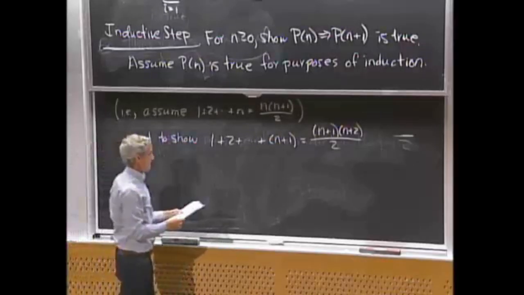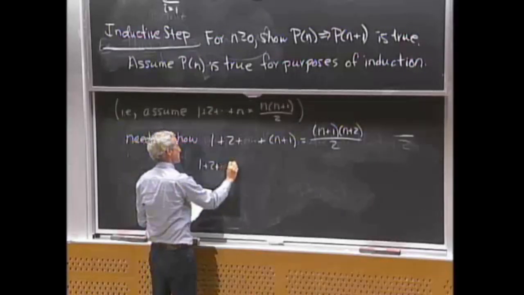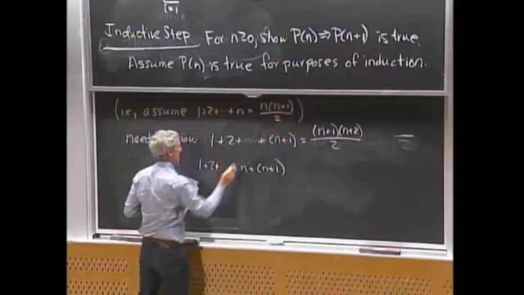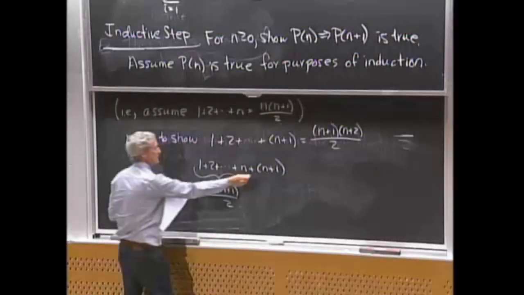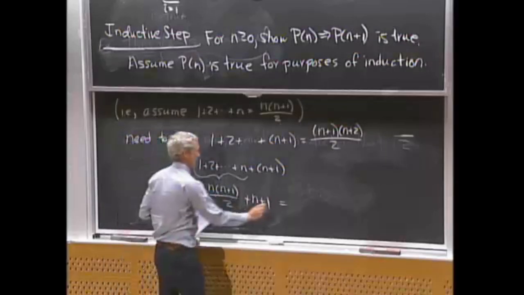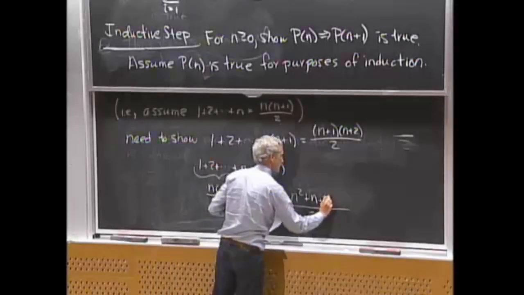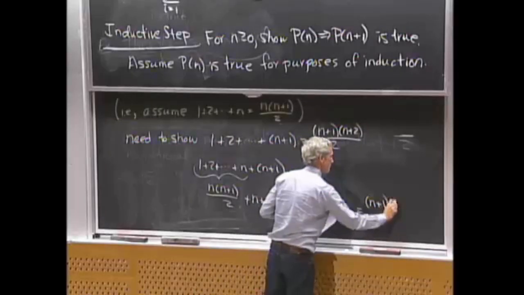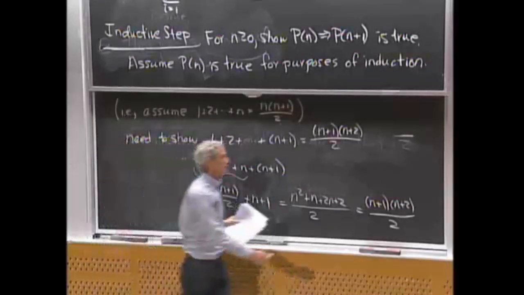All right. Well, let's rewrite this as 1 plus 2 plus ... plus n plus 1. Because I've assumed Pn, I can rewrite this as n plus 1 over 2, and now plus n plus 1 out here. That equals, well, I got n squared plus n here over 2 plus 2n plus 2. All right, and that equals n plus 1 times n plus 2 over 2, which is what we're trying to show. So we've completed now the inductive step.